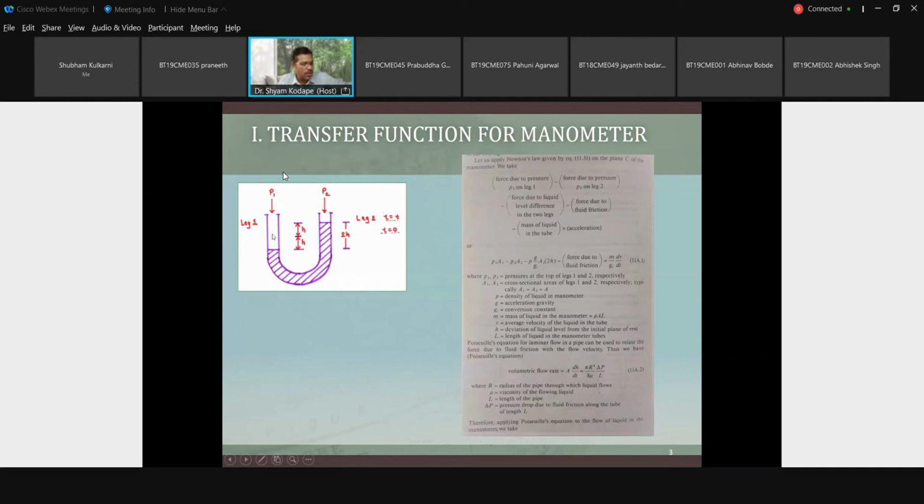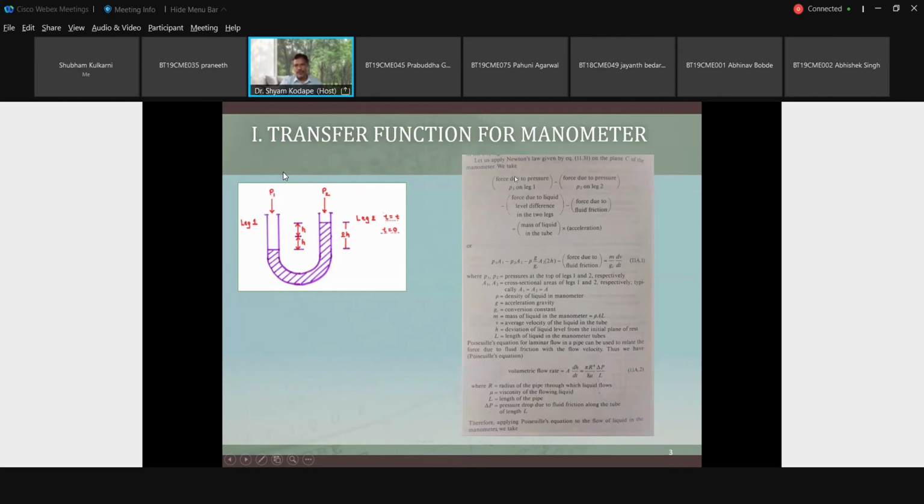Some more assumptions. Let me read out the assumptions. Assuming that the gas density is very small compared to the density of the liquid, and the flow of the fluid in the manometer is laminar, under these conditions various forces act on the manometer fluid. The forces acting in the direction of the flow of liquid are considered positive, while the forces acting opposite to the motion of the liquid will be treated as negative forces. Now let's balance: F is equal to ma.